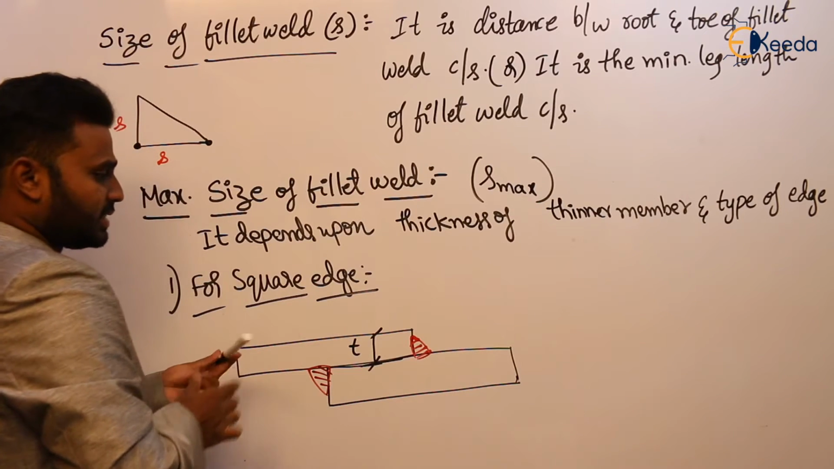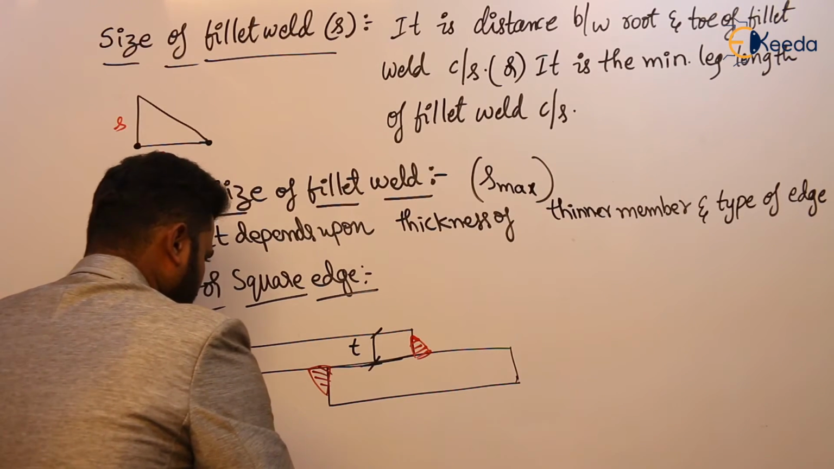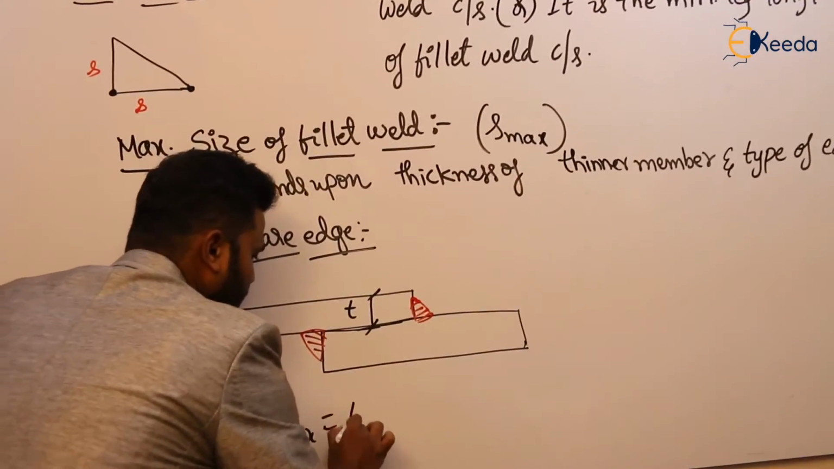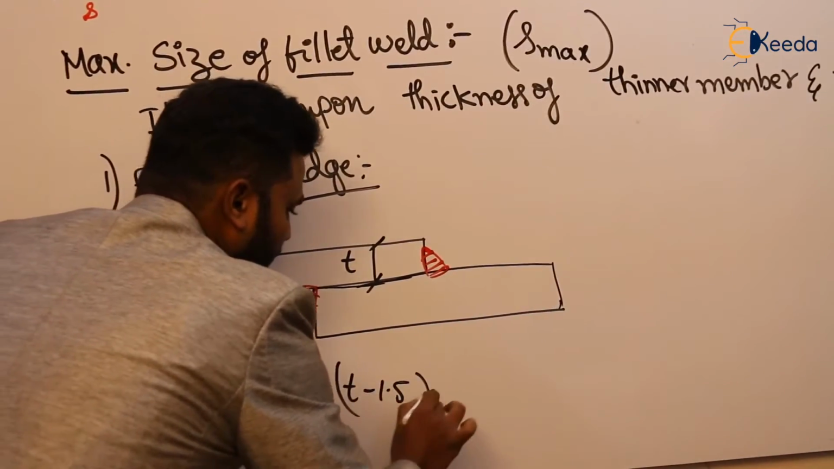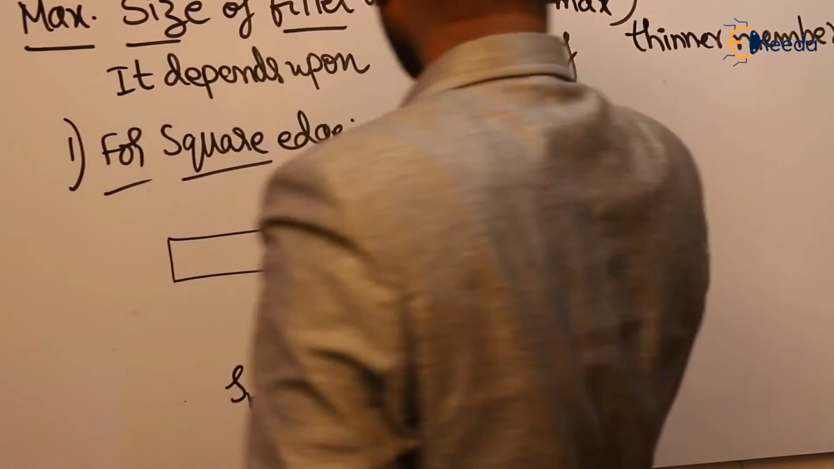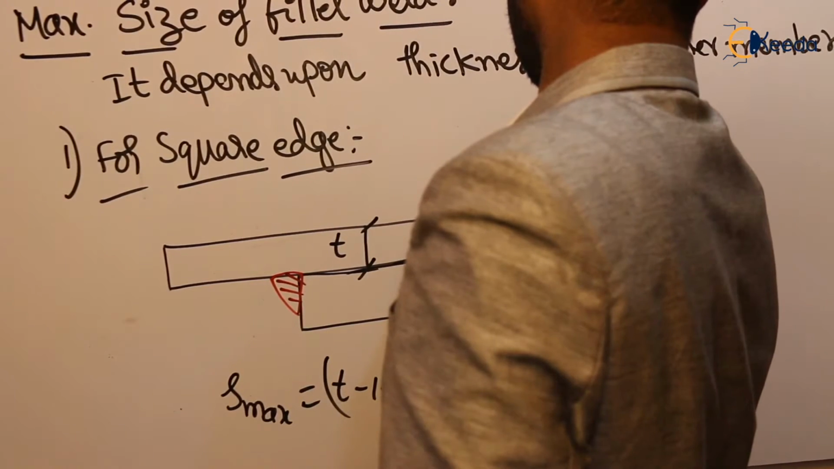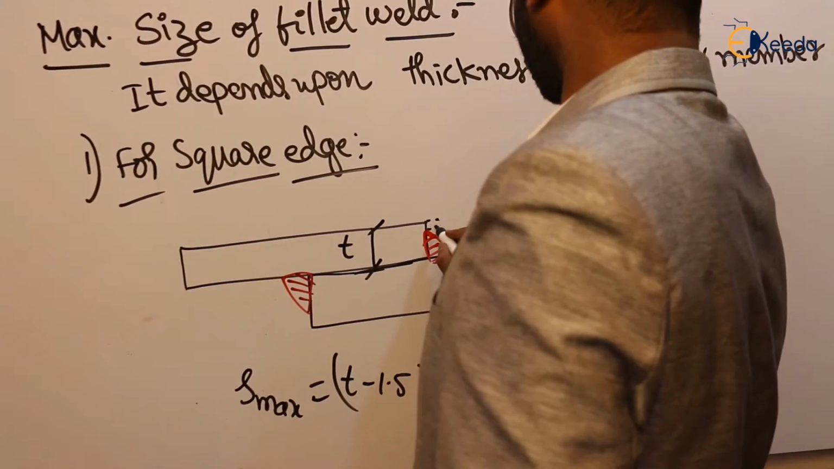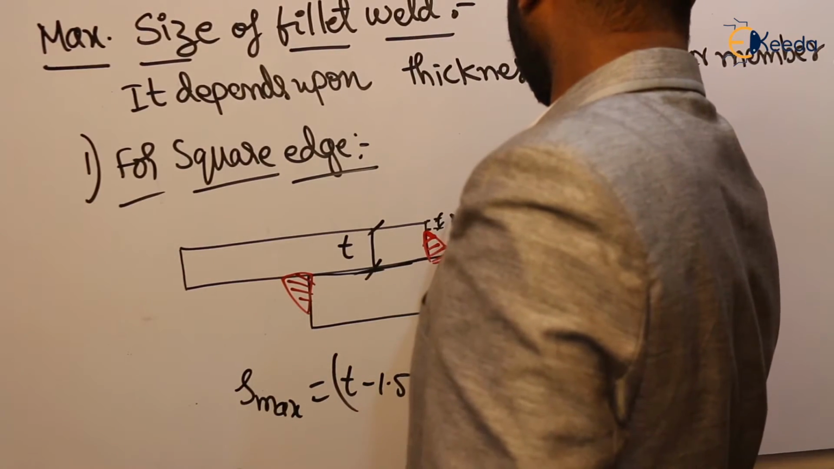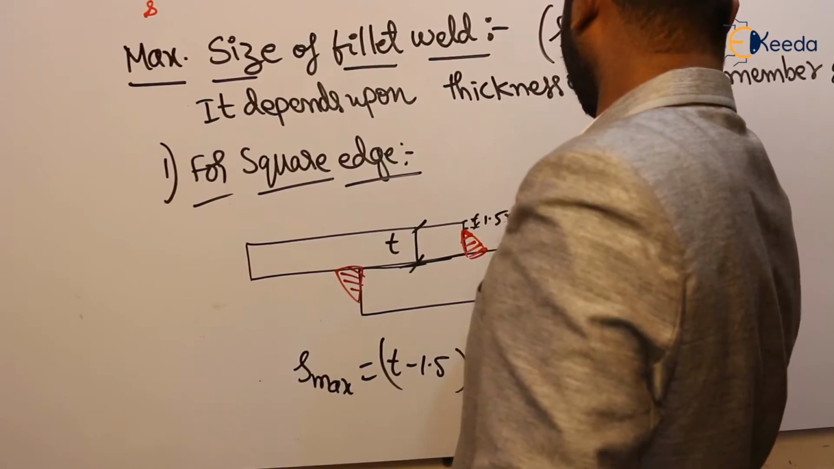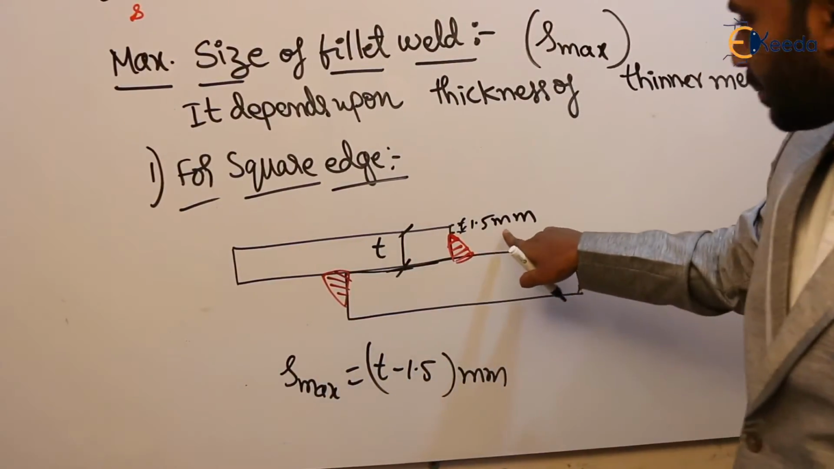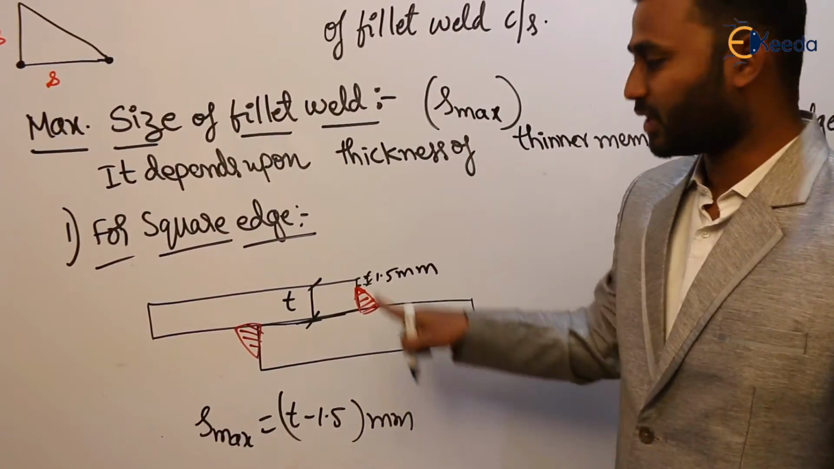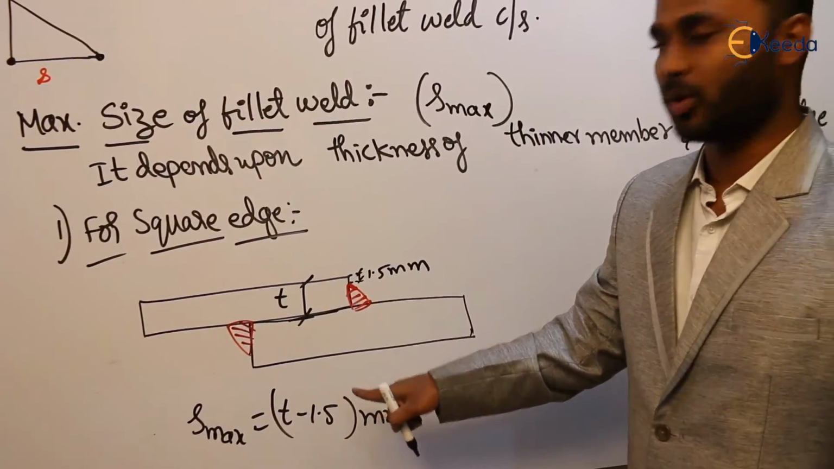Now S max in this case is T minus 1.5 mm. So this small part is considered as 1.5 mm. From the T, deduct or subtract this 1.5. So this is the S max. For square edge, the S max is T minus 1.5.